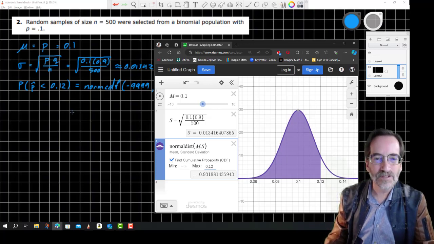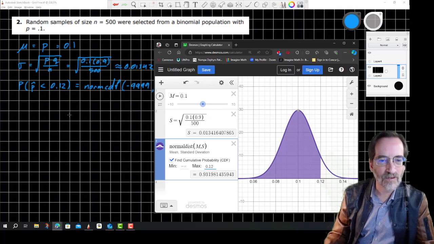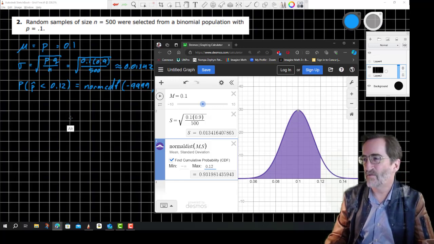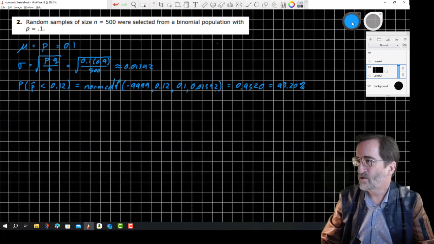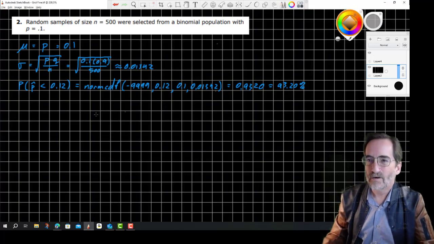Now what we're asked to do is now approximate the sum of this series. Instead of p hat, we're going to do x. We're going to do the sum, right?